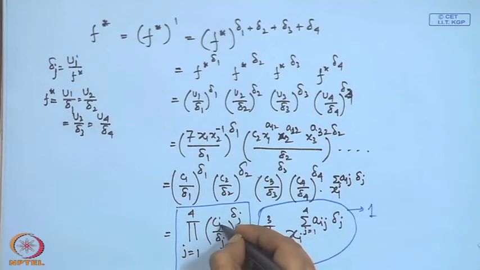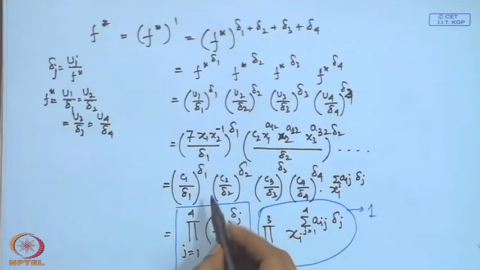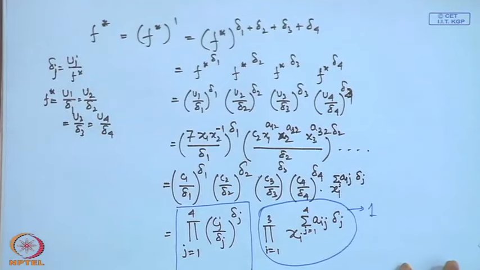We will just substitute the Cj values C1, C2, C3, C4 for the given problem. These are all 7, 3, 5, 1, and the delta values we have just now calculated: half, 1 by 6, 5 by 24 and 3 by 24. We will just substitute the values and we will get the objective functional value for f star.